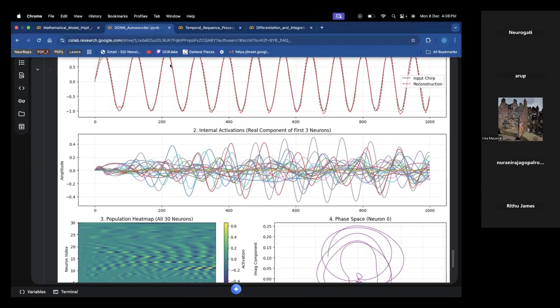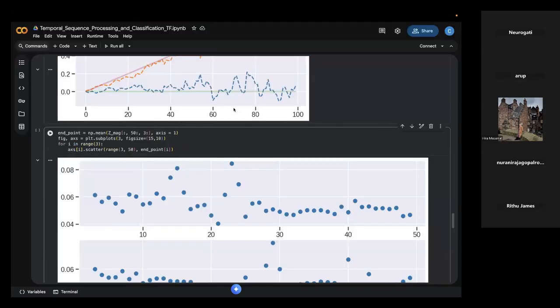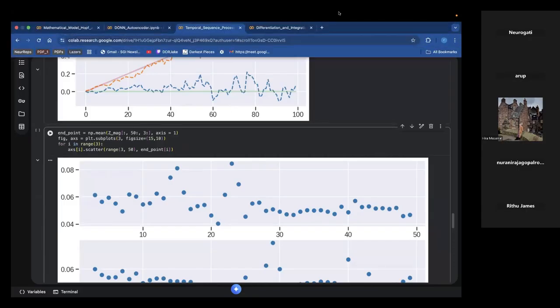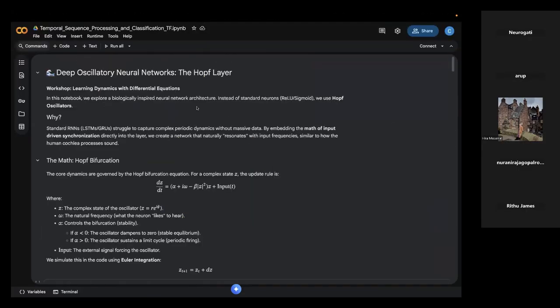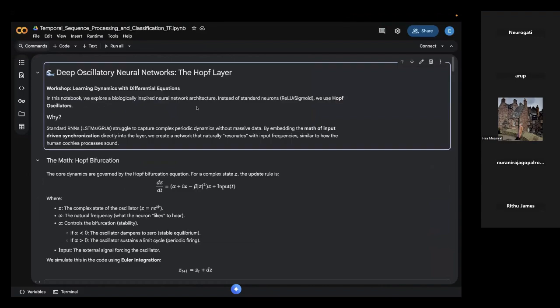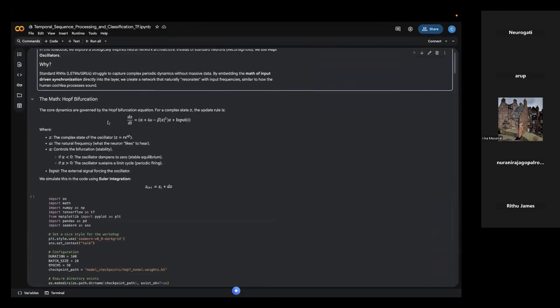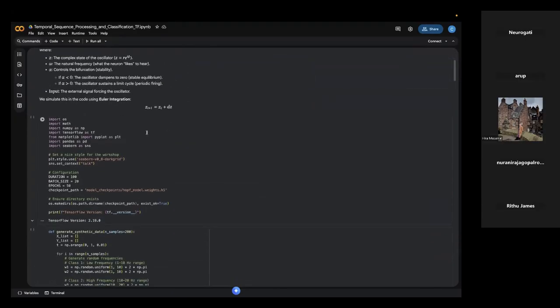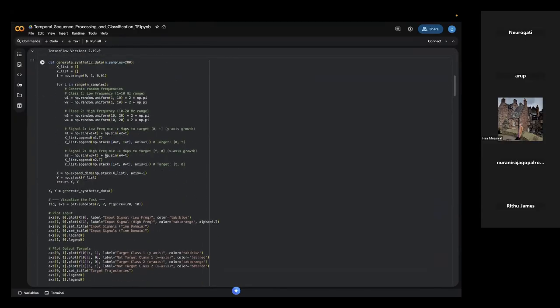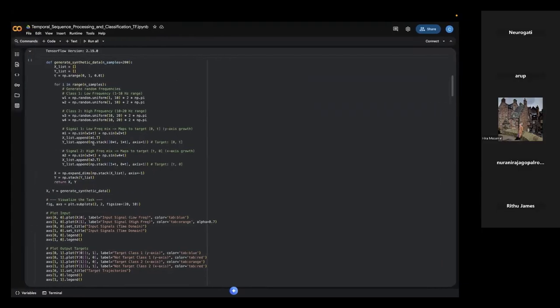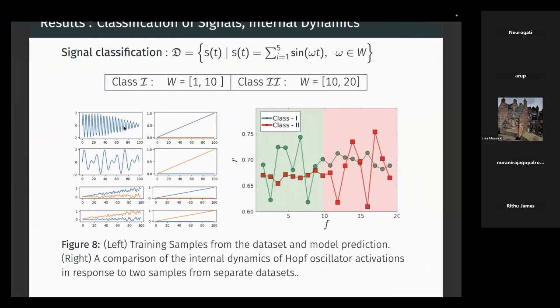Okay. So the next collab, if I can, is temporal sequence processing. Okay. So let us look at this. Again, we are doing the same thing. We have a Hopf oscillator. We have this data set. I am basically repeating what is happening here. So we have these two data sets.